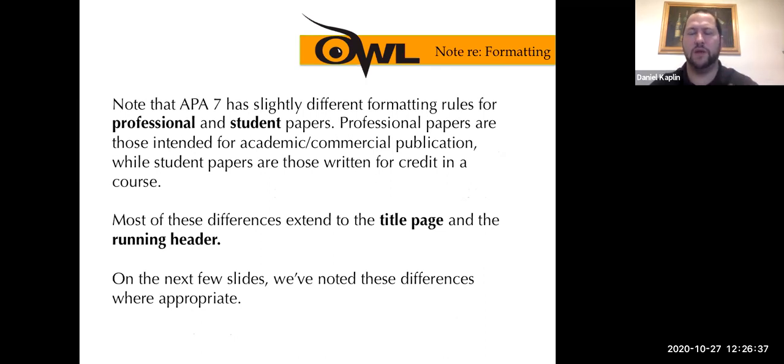So again, notice one of the major distinctions in APA Style is that they made some subtle changes in the rules for professional versus student papers. Now, a professional paper is something that you're going to submit for publication in a scholarly journal. A student paper speaks for itself. It's for one of your classes. And these differences impact your title page.